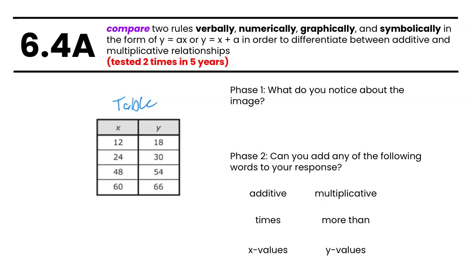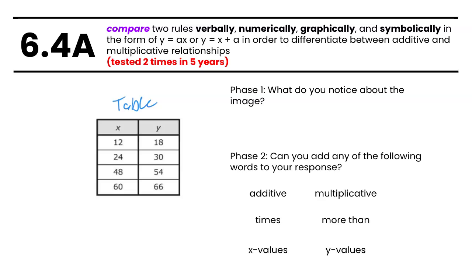Some students may go back to 5th grade and remember the difference between an additive and a multiplicative relationship. Give about 2 or 3 minutes for students to write everything that they notice about the image as you walk around and investigate what they are writing down. Then in phase 2, you may ask them to add any of the following vocabulary words to their response. And through doing this activity, you're going to pull out some of that prior knowledge that they have from 5th grade and be able to see where your students are and meet them in that need as you begin to teach your lesson.